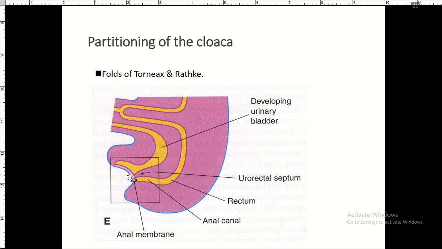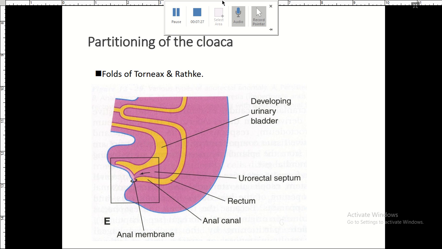You understand now? Good. So the portion that is now ventral becomes your urogenital sinus. The cranial or cephalic part will form the bladder, the middle part, if it is a male, will form the membranous urethra, and the lower part will take part in the formation of the perineal urethra. You understand?